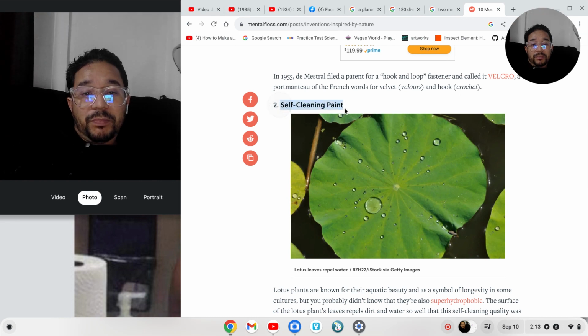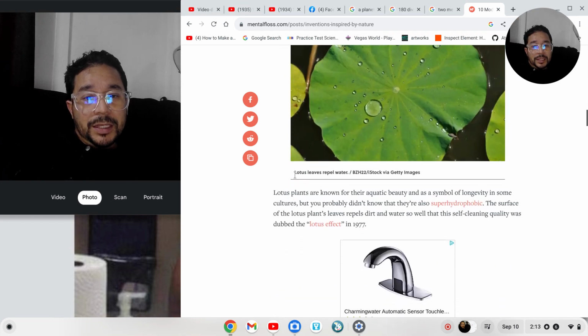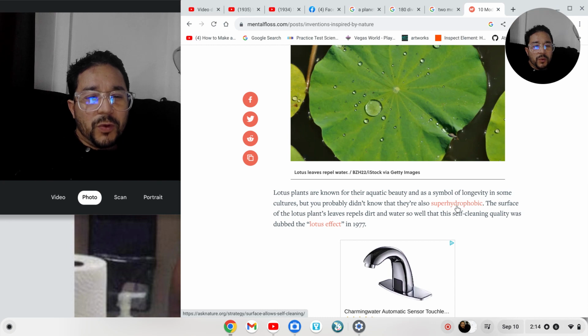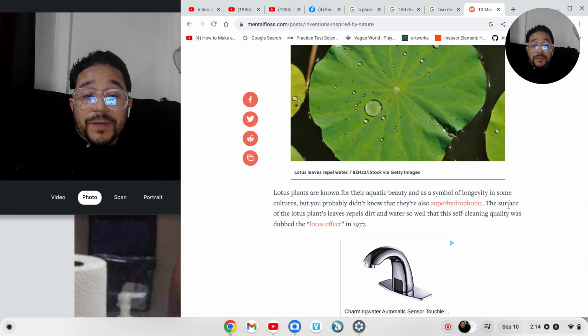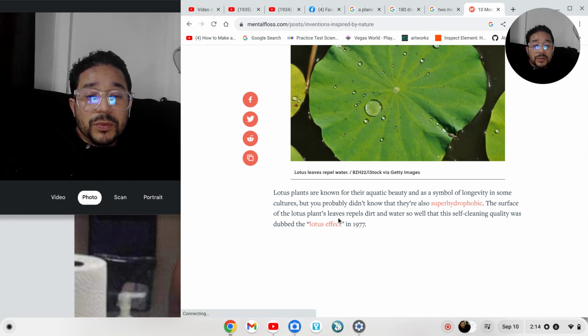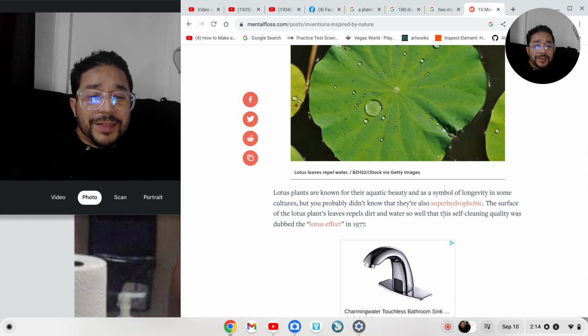Number two, self-cleaning paint. Lotus plants are known for their aquatic beauty and as a symbol of longevity in some cultures, but you probably didn't know that they're also super hydrophobic. The surface of the lotus plant's leaves repels dirt and water so well that this self-cleaning quality was dubbed the lotus effect in 1977.